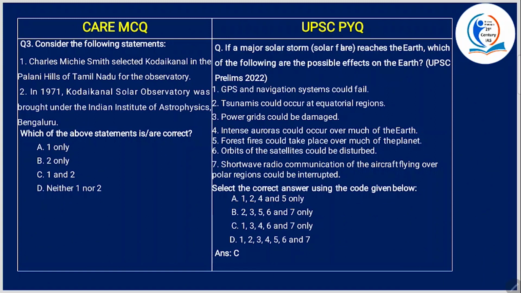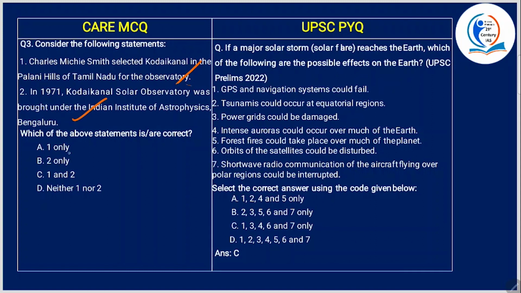Consider the following statements. Charles Michie Smith selected Kodaikanal in the Palani Hills of Tamil Nadu for the observatory. Yes, this is right. In 1971, Kodaikanal Solar Observatory was brought under the Indian Institute of Astrophysics in Bengaluru.